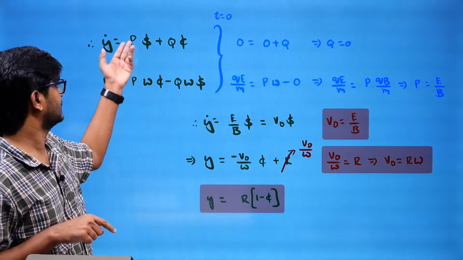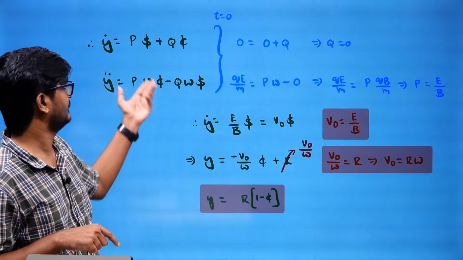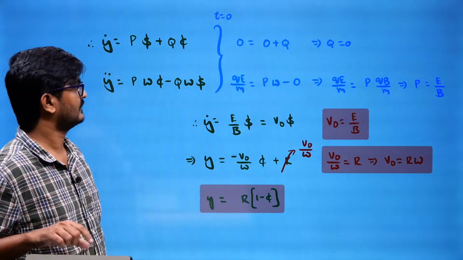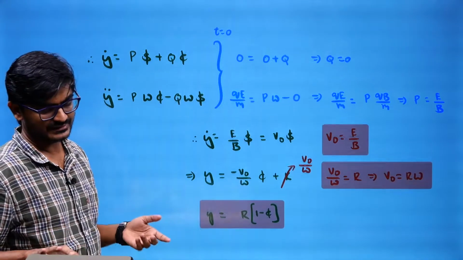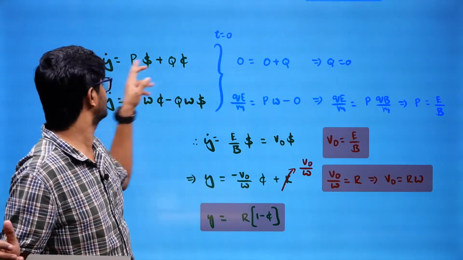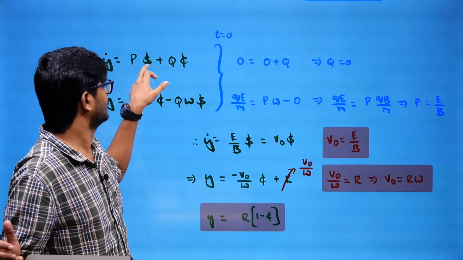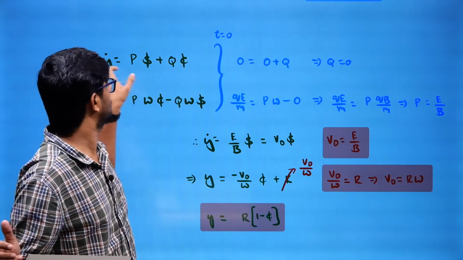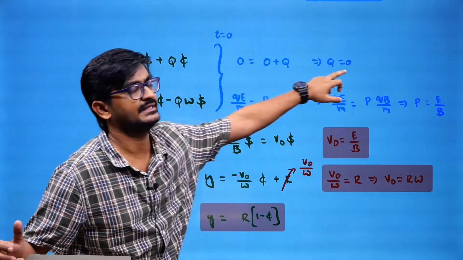Now if I differentiate it further, I will be getting acceleration as p omega cos omega t minus q omega sin omega t. So at t equal to 0, what is the velocity along y axis? The initial velocity was 0, so at t equal to 0, this is 0. When you substitute t equal to 0, this one will become 0, and this will become q. So 0 equals 0 plus q. From there I can say q is 0.